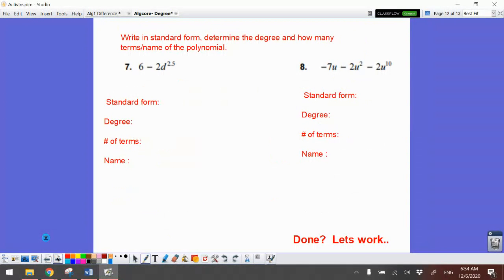Okay, see what you can do with these. See if you can write them in order. Okay, let's see how you did.